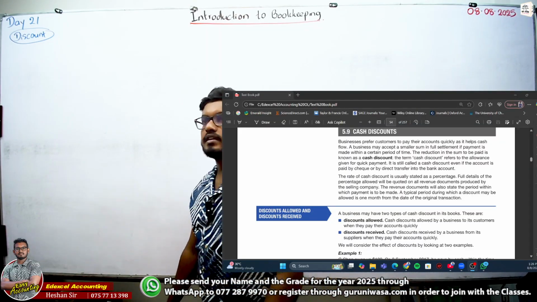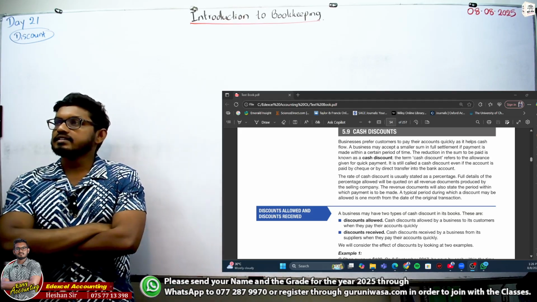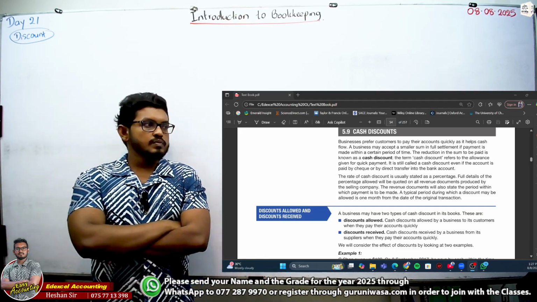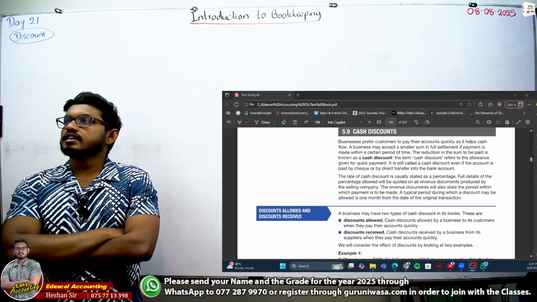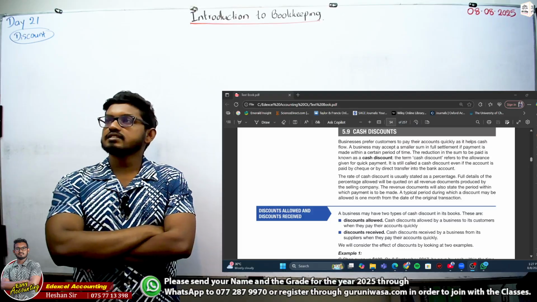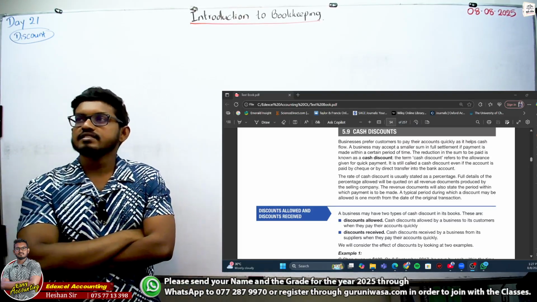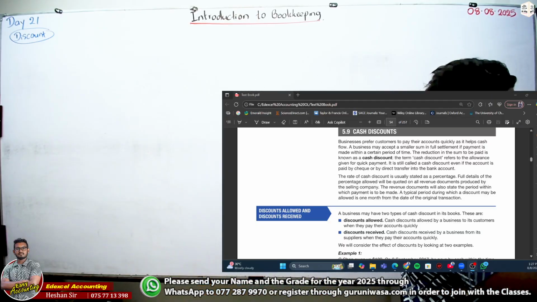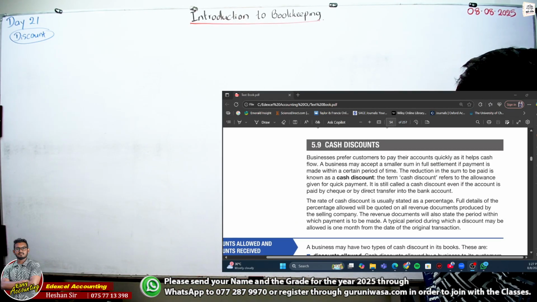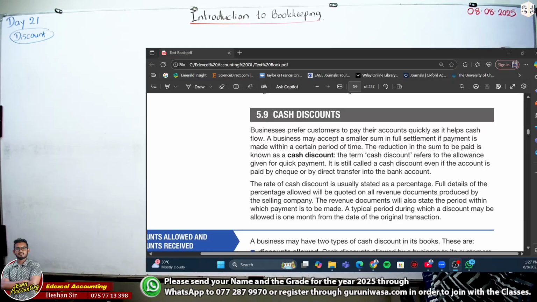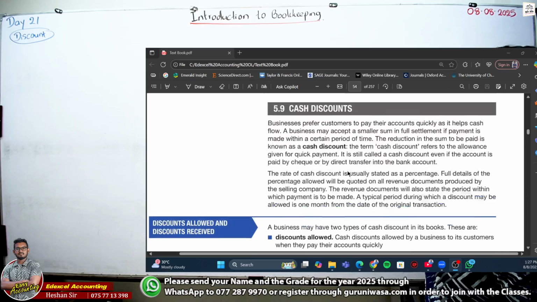Okay, let's read. A business prefers customers to pay their accounts quickly as it helps cash flow. A business may accept a smaller sum in full settlement if the payment is made within a certain period of time. The reduction in the sum to be paid is known as cash discount. Just remember, trade discount means when selling and purchasing goods, but cash discount means when we are settling the cash, we allow the cash discount, right?